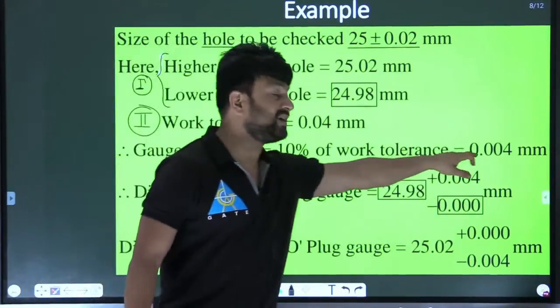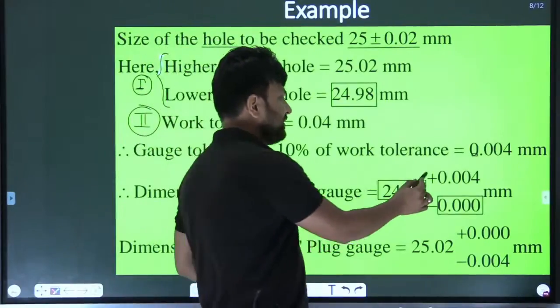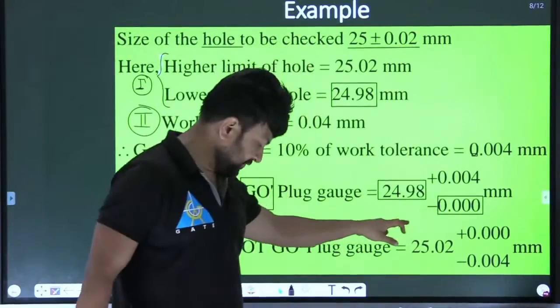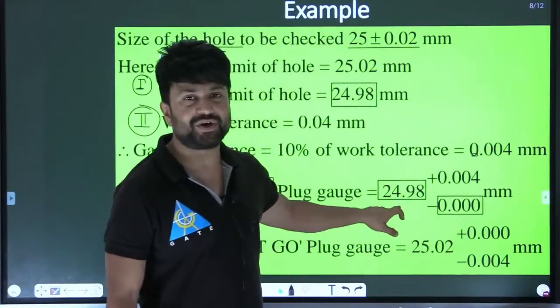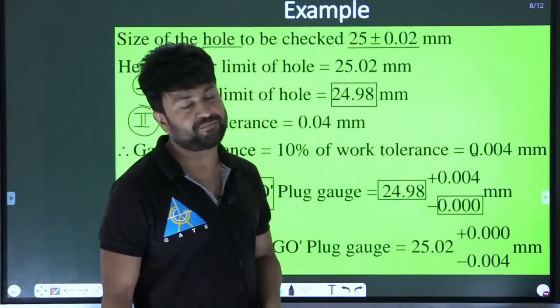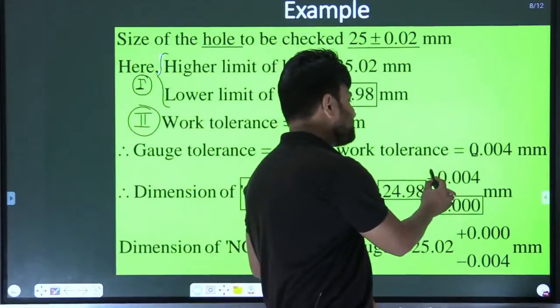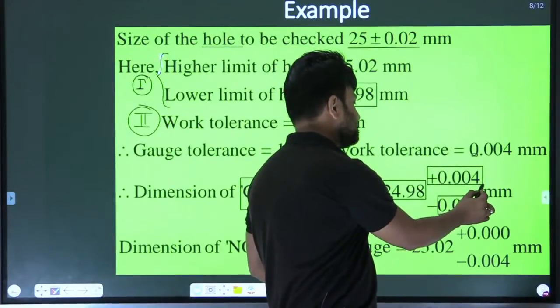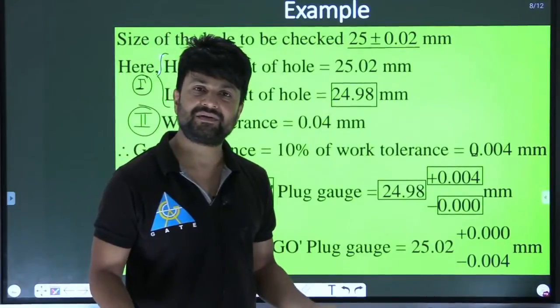Now you have to give the tolerance 0.004 in the upper deviation. If the lower deviation is 0.0, it gives the minimum size of the go. Then the upper deviation gives the maximum size. So you have to write plus 0.004 mm. Simple, very simple, right?